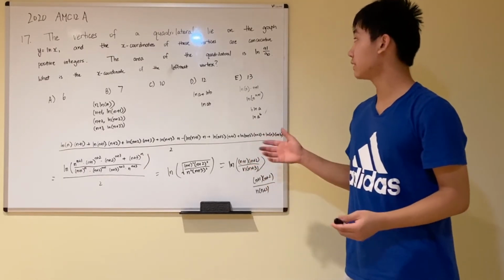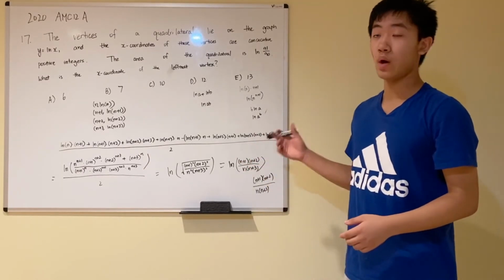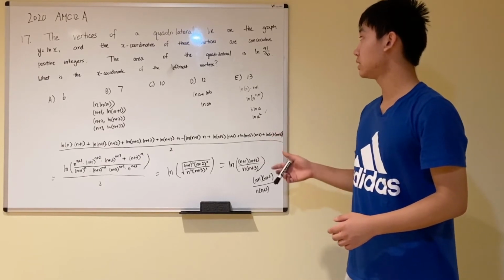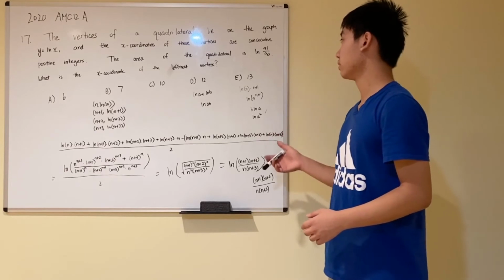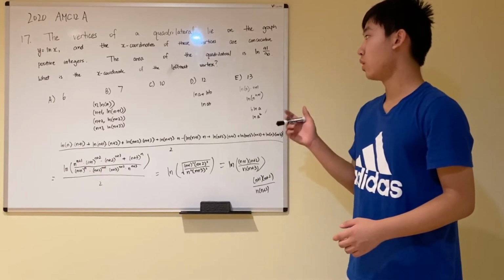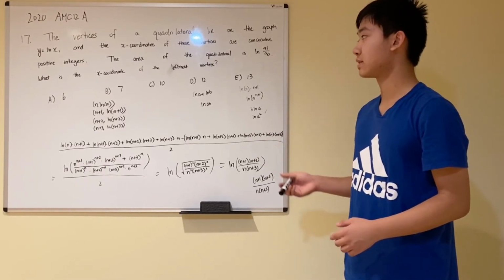So this is question number 17. It reads: the vertices of a quadrilateral lie on the graph y equals ln x, and the x-coordinates of these vertices are consecutive positive integers. The area of the quadrilateral is ln 91 over 90. What is the x-coordinate of the leftmost vertex?